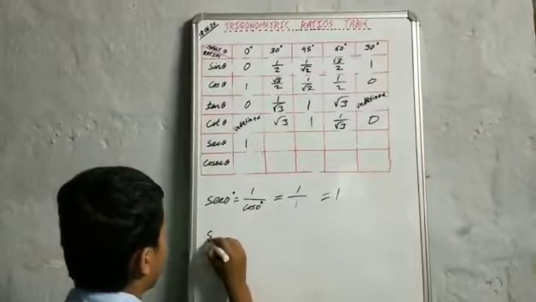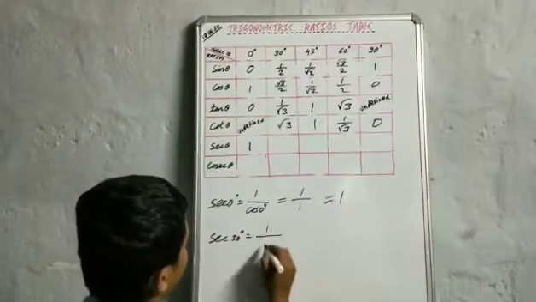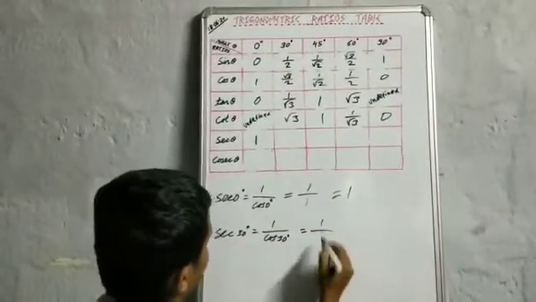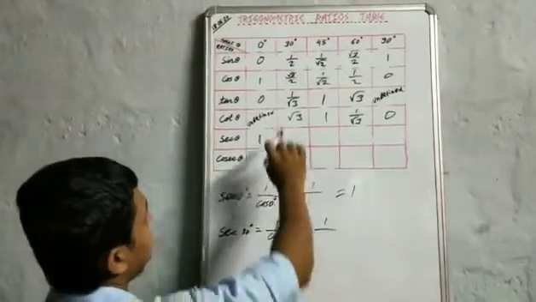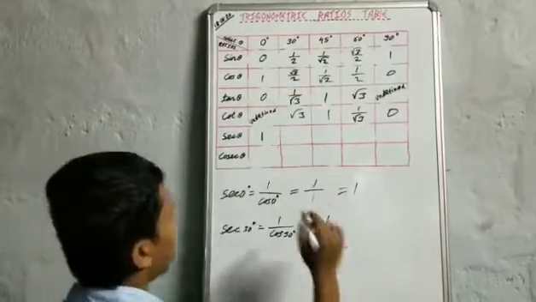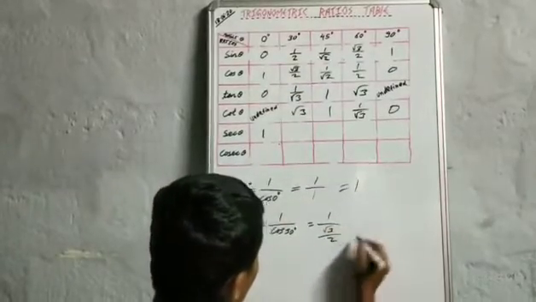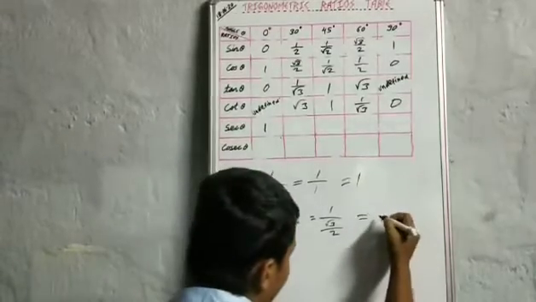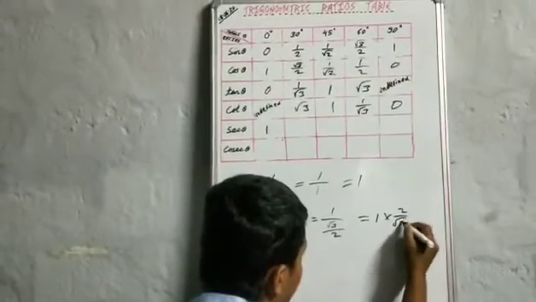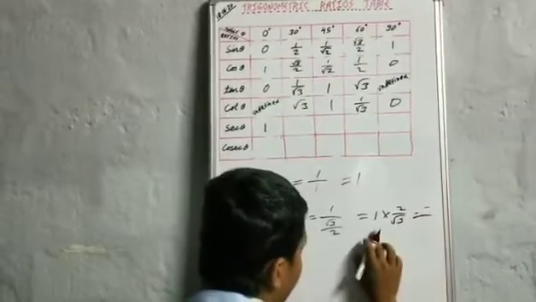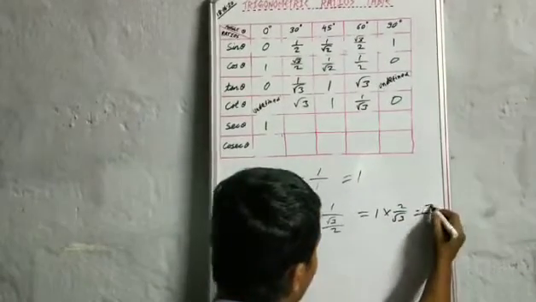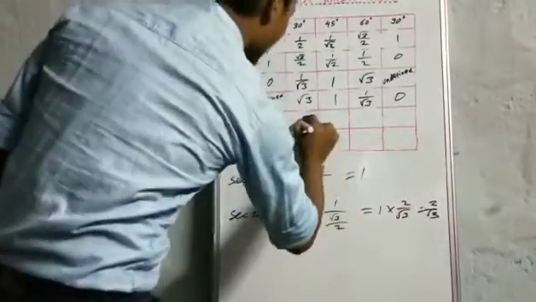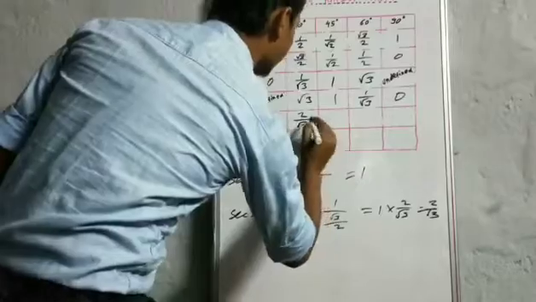Now we have to find the value of sec of 30 degree. Sec of 30 degree will be 1 by cos 30 degree. Cos of 30 degree is root 3 by 2. So this means 1 into 2 by root 3. So 1 multiplied by 2 by root 3 gives us 2 by root 3. So the value for sec of 30 degree is 2 by root 3.